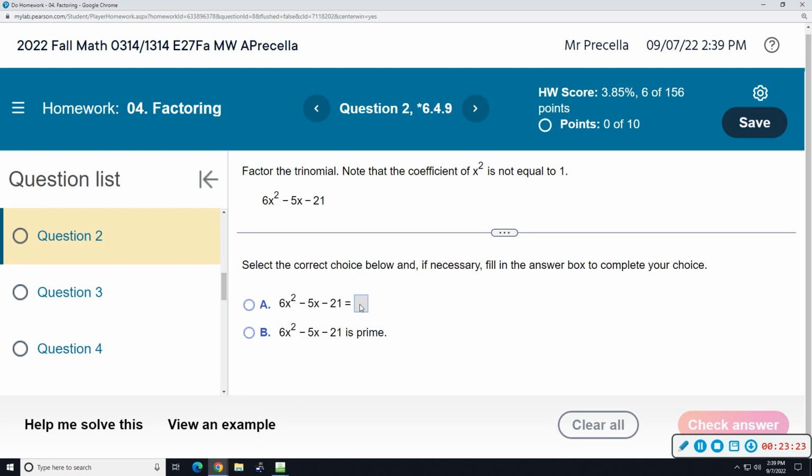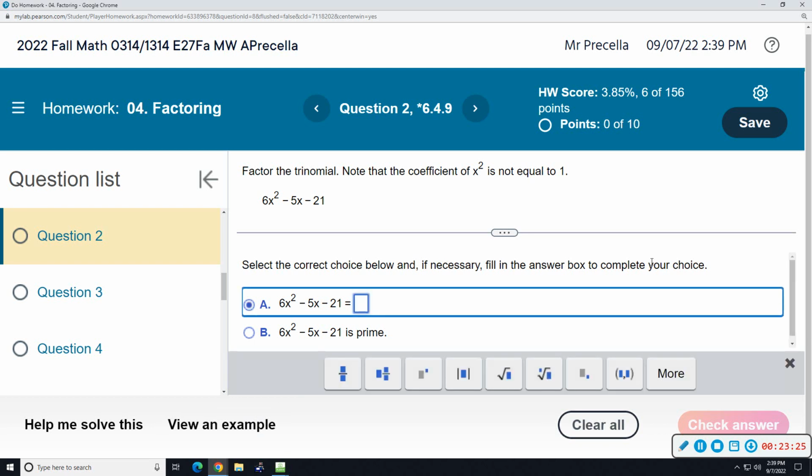So I click right here. And it really doesn't matter which set of parentheses you write first. Okay? You could type in the 3x minus 7 and then the 2x plus 3. It doesn't matter. You just got to have one set of parentheses with a 2x plus 3 in it, and another set of parentheses with 3x minus 7.